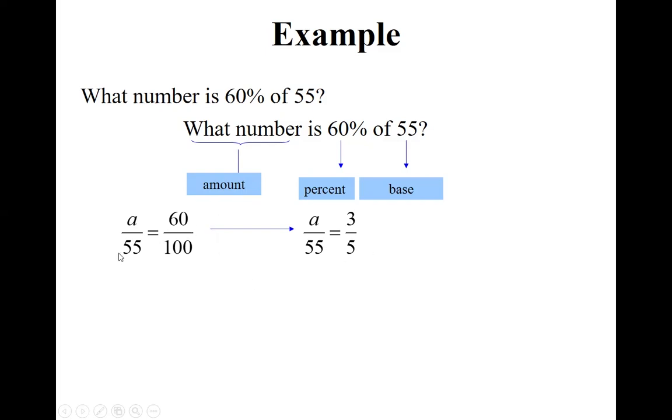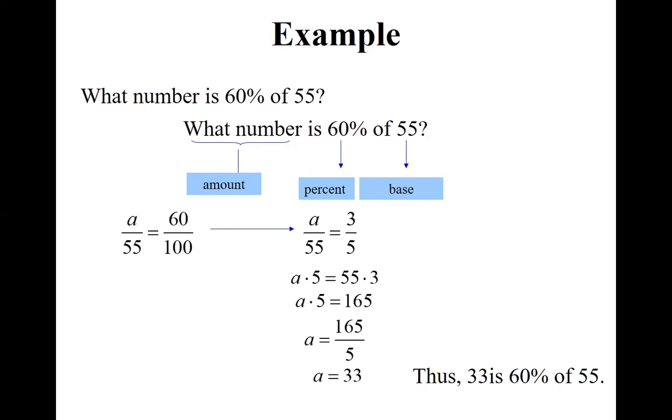Instead of doing 55 times 60 equals 100a, you can do 55 times 3 equals 5a. Or 5a equals 165. Divide both sides by 5. A equals 165 divided by 5, a equals 33. Thus, 33 is 60% of 55. But since it didn't say solve by using a proportion, you could get the same answer with the equation.